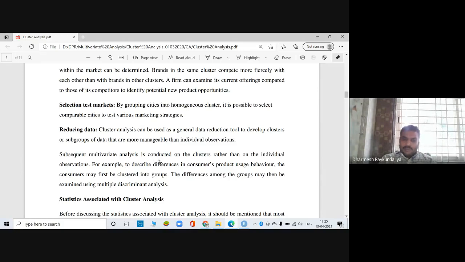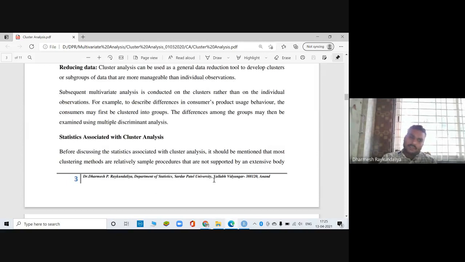Subsequent multivariate analysis is conducted on the clusters rather than on individual observations. Once the clustering is done, we can apply different statistical analyses on each cluster. For example, to describe differences in consumers' product usage behavior, the consumers may first be clustered into groups, and the differences among the groups may then be examined using multiple discriminant analysis. So first you convert into groups, and once the groups are with you, all the prior information about the grouping is with you. Now you can develop a discriminant analysis and apply association rules to classify the objects.